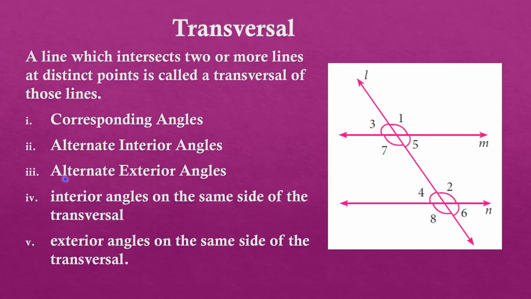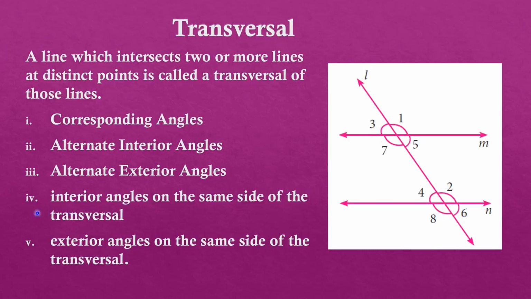Third one is alternate exterior angles. Exterior means வெளியே இருக்கிறது. Alternate means இங்க opposites. That is, here angles 1 and 8 are alternate exterior angles. Similarly 3 and 6 are also alternate exterior angles.